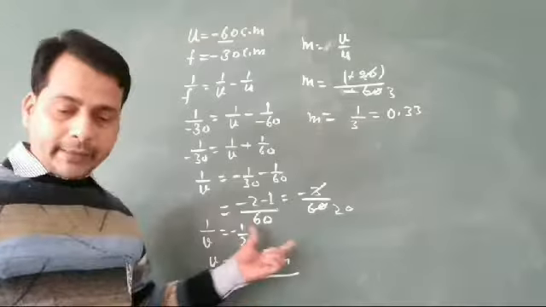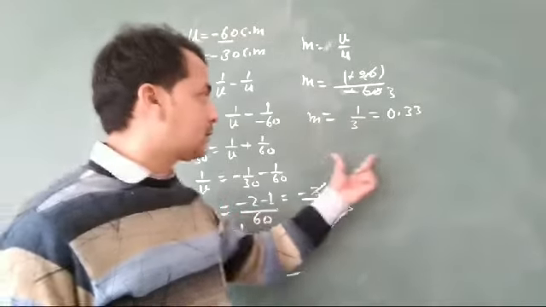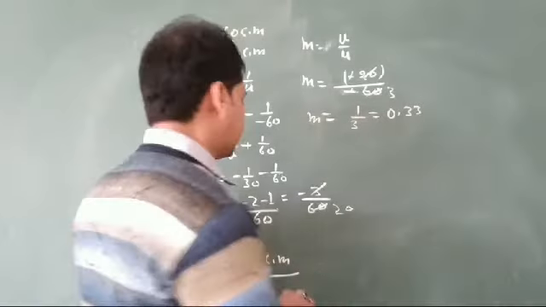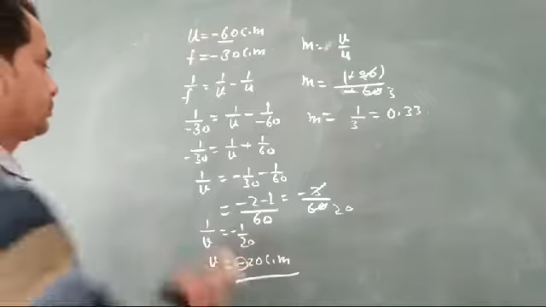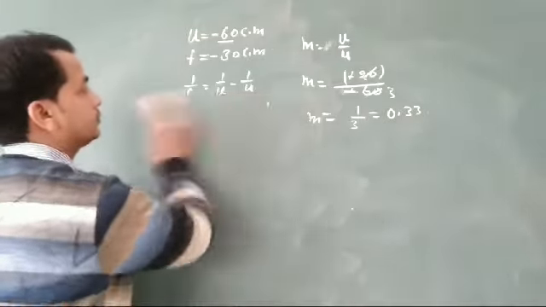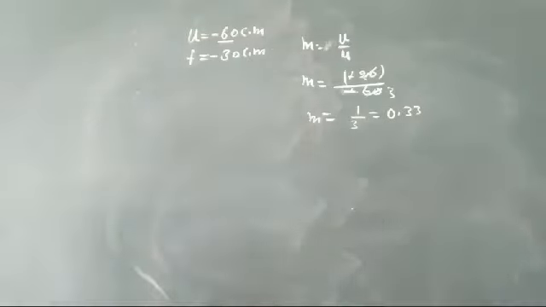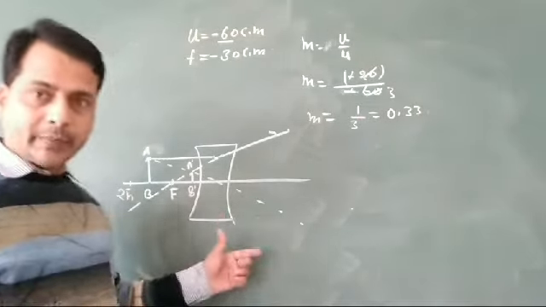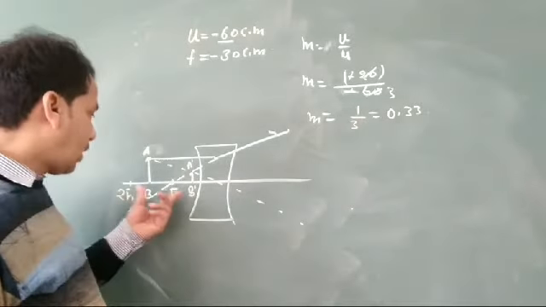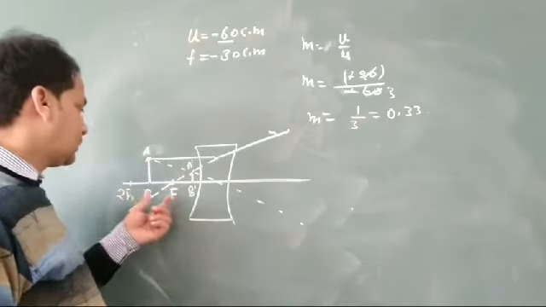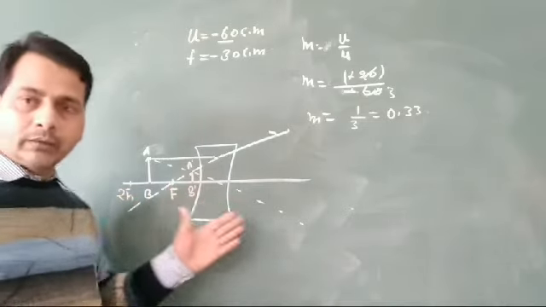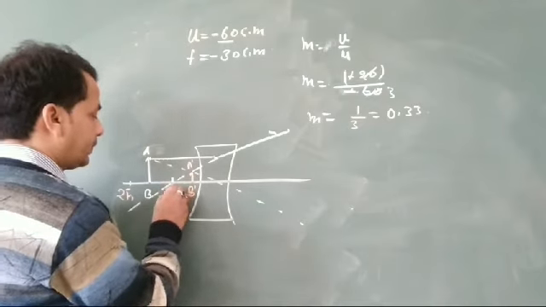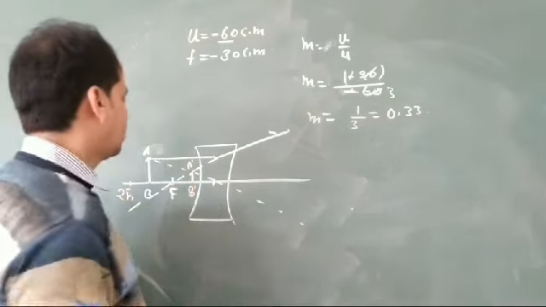Here is the ray diagram according to this information, where the lens is a concave lens. The object distance is between f and 2f, and the position of the image is between f and the optical center.